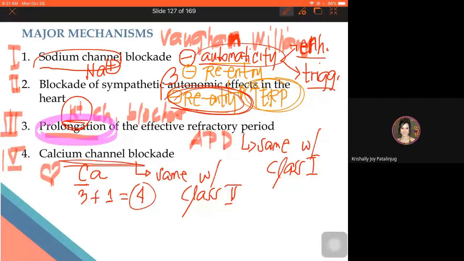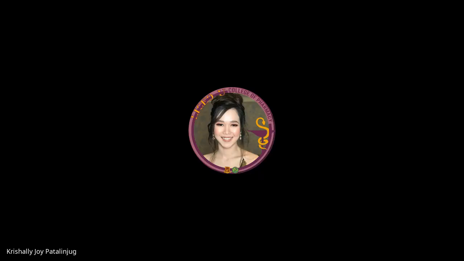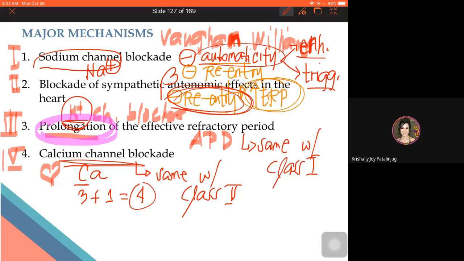So I repeat. Class 1, they inhibit automaticity and re-entry. The same with class 3. Class 2, they only inhibit re-entry, the same with calcium channel blockers, class 4. So generally, these are the actions of antiarrhythmics based on the Vaughan-Williams classification.